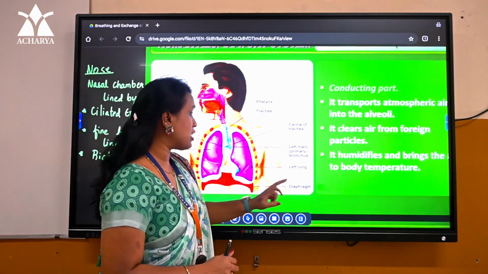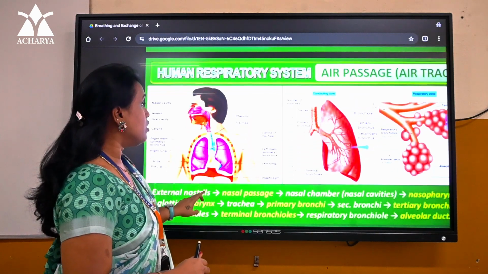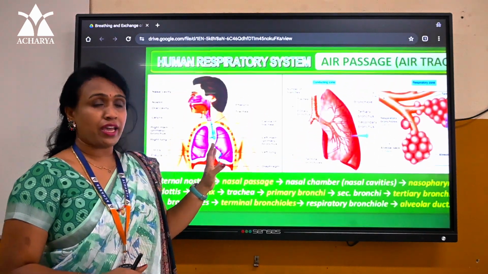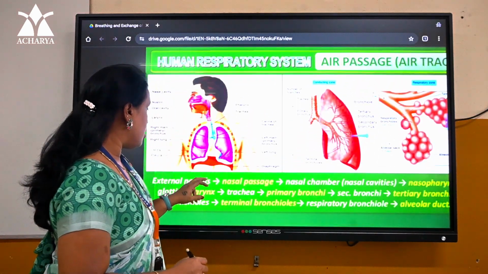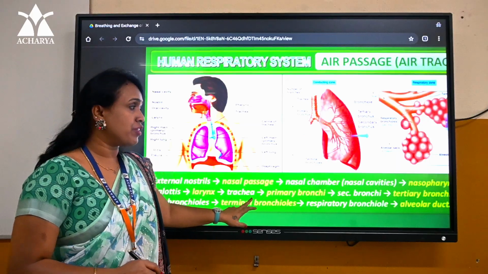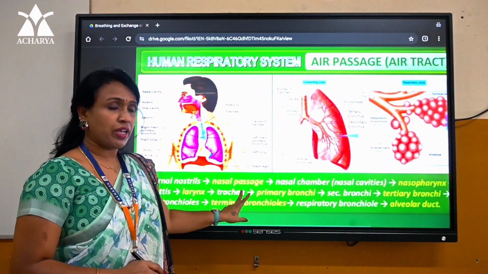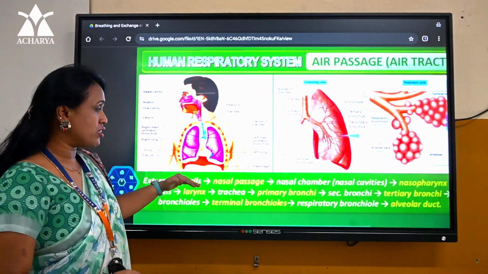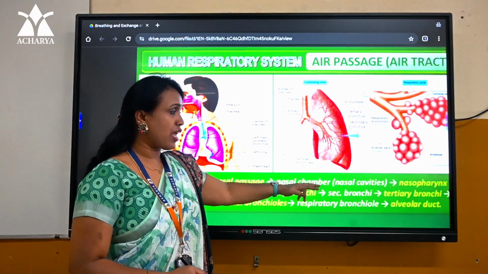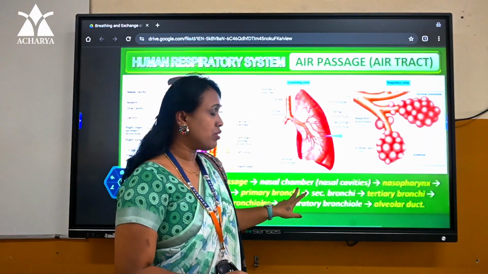And coming to the next part, if you look at the diagram here, it is showing the pathway of the air passage: external nostril, nasal passage, nasal cavities, also called nasal chambers.